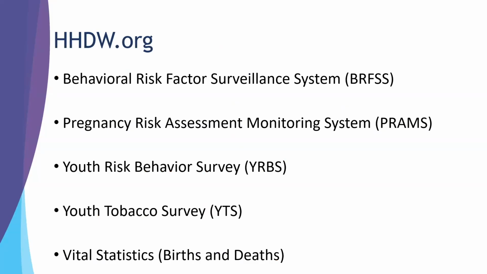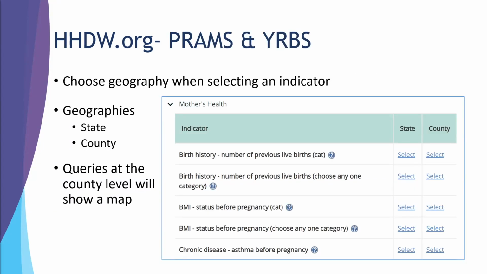Now let's discuss hhdw.org. And for those of you who are unfamiliar with it, it houses data from these 5 data sources: the Behavioral Risk Factor Surveillance System, the Pregnancy Risk Assessment Monitoring System, the Youth Risk Behavior Survey, the Youth Tobacco Survey, and our Vital Statistics. And the reason I'm letting you know that is because the mapping function is a little different depending on the data source. With PRAMS and YRBS, for both of these data sources, estimates are only available at the state and county level. So you'll actually select your geography of interest when you choose the indicator, as you can see here.